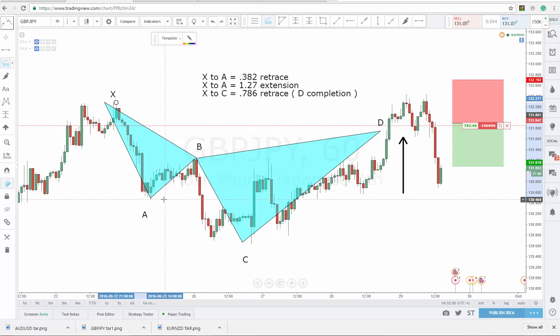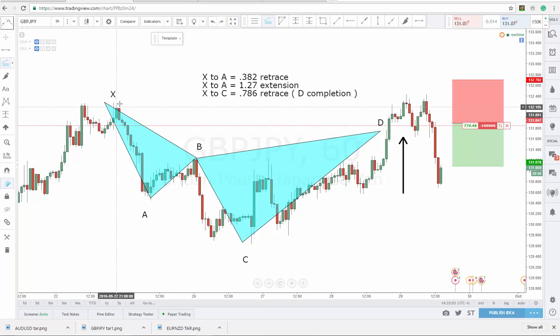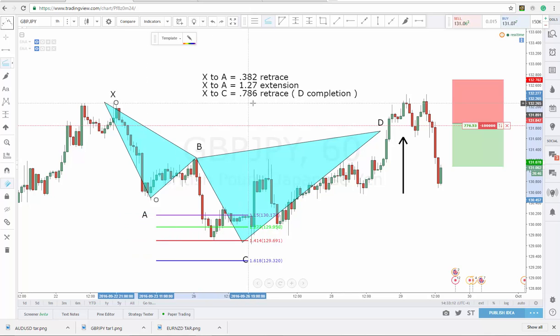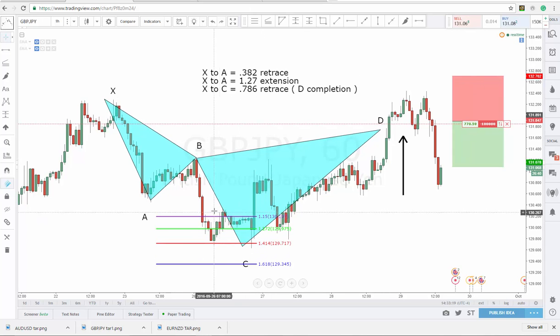So if we pull from X to A, and this is how you draw the extension for the cipher pattern, back up to X. So I'll do that one more time. Take our extension, we go from X here down to A here with the extension tool, and then right back up to X here. If I just pull that across, you'll see that we get a 127, and there's another rule here that we have to abide by. Market must touch this green line, which is our 127 extension, and cannot close below our 1.414 extension. So it must touch the 127 and cannot close below 1.414, which is our red line.